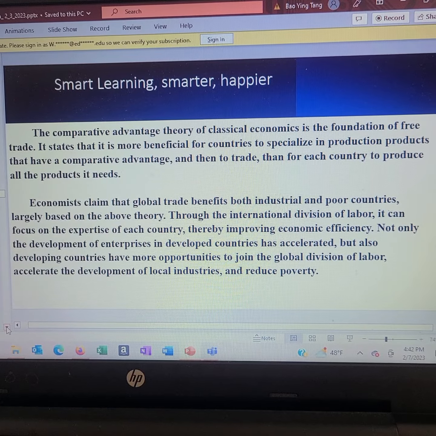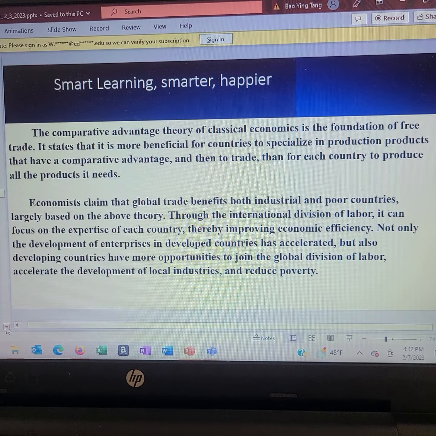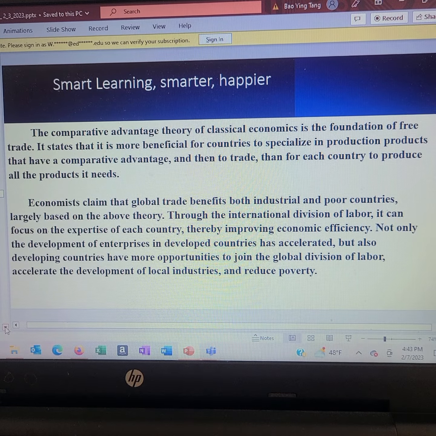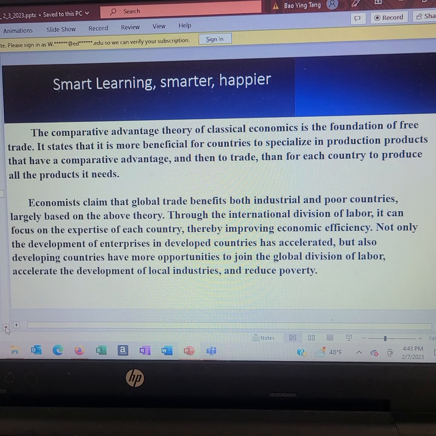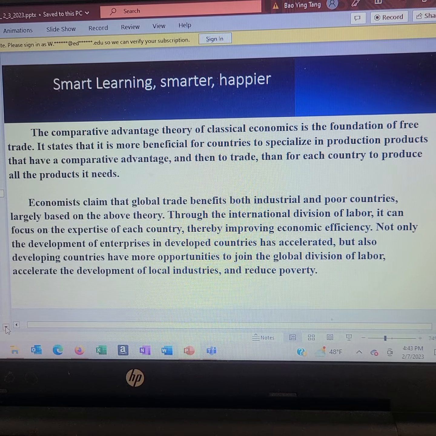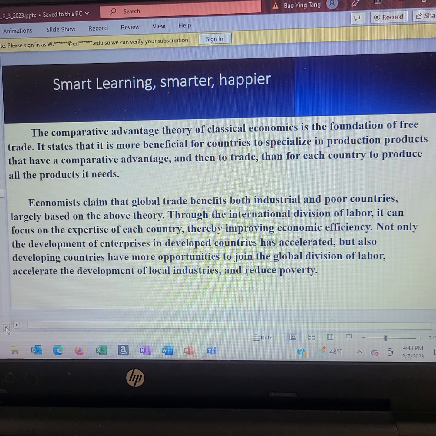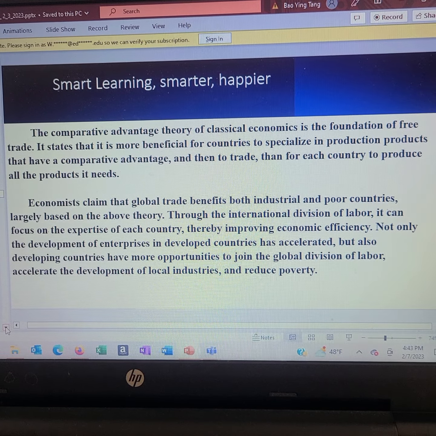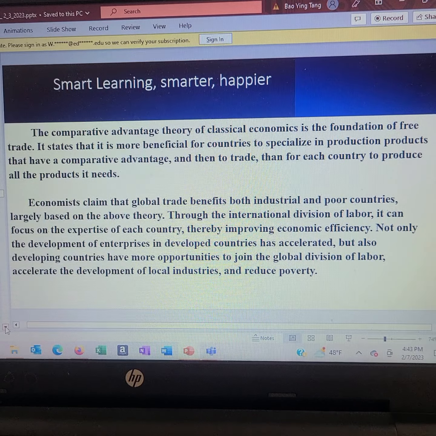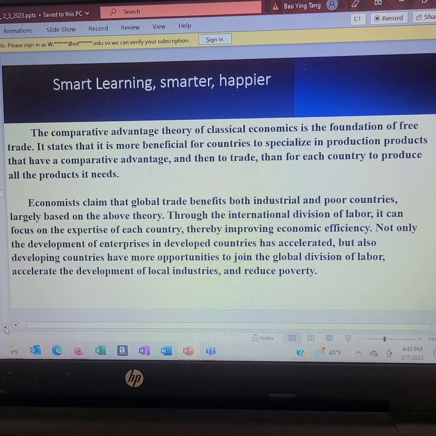The comparative advantage. The comparative advantage theory of classical economics is the foundation of free trade. It states that it is more beneficial for countries to specialize in producing products that have a comparative advantage and then to trade, than for each country to produce all the products it needs.